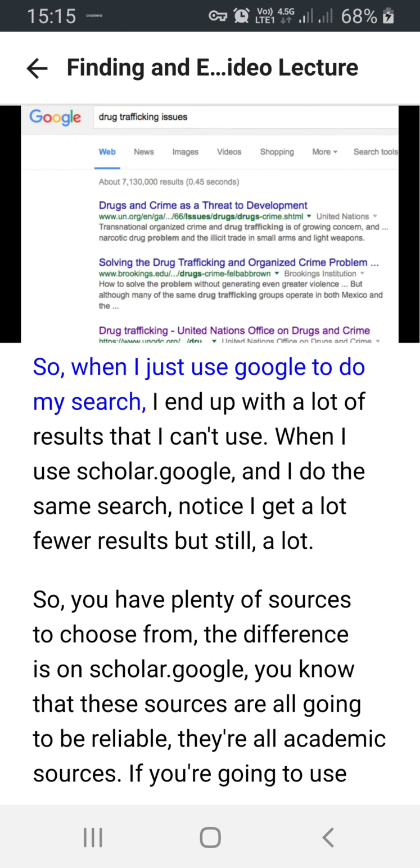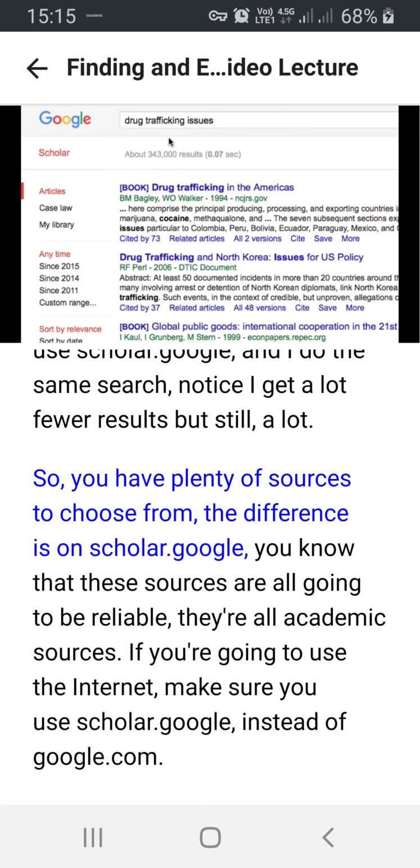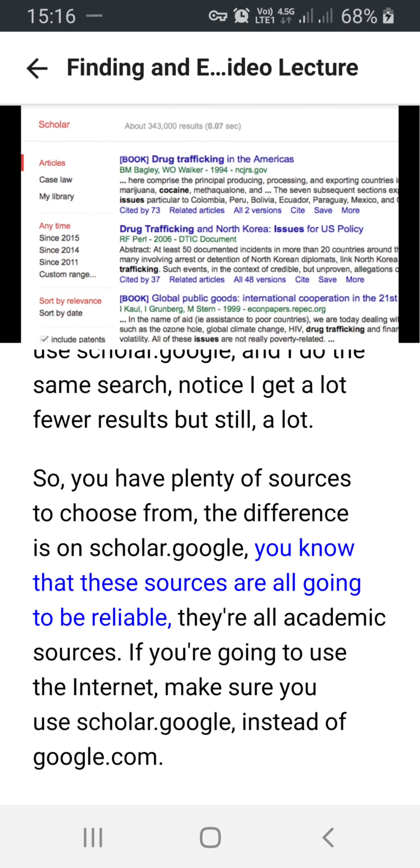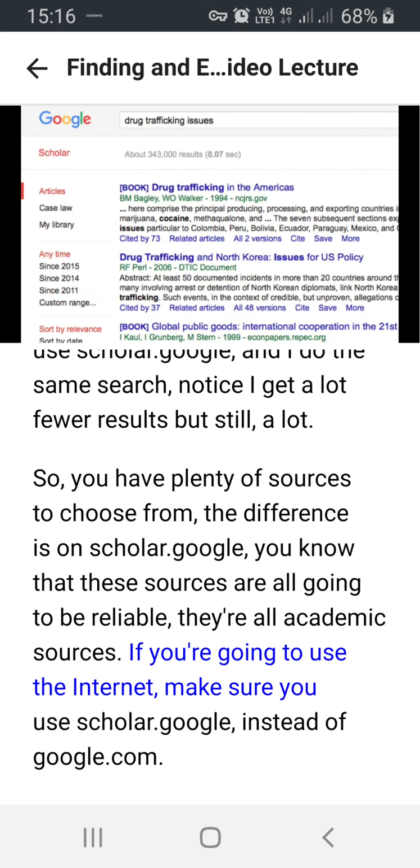So when I just use Google to do my search, I end up with a lot of results that I can't use. When I use scholar.google and I do the same search, notice I get a lot fewer results, but still a lot. So you have plenty of sources to choose from. The difference is on scholar.google, you know that these sources are all going to be reliable. They're all academic sources. If you're going to use the internet, make sure you use scholar.google instead of google.com.